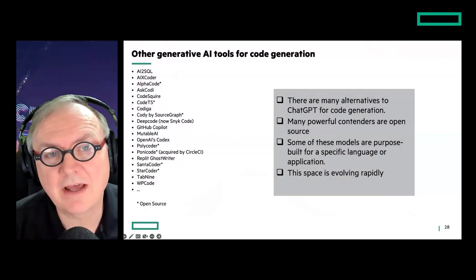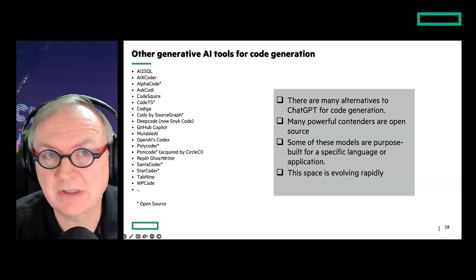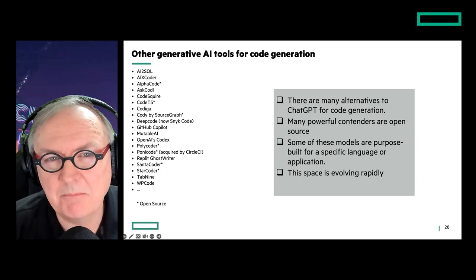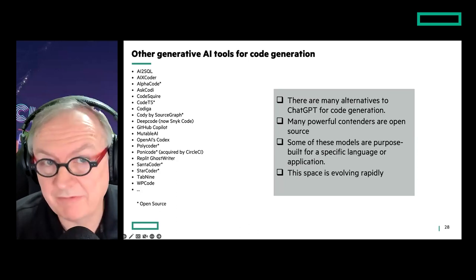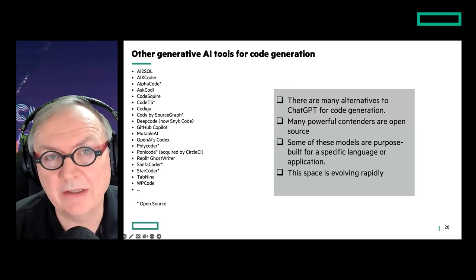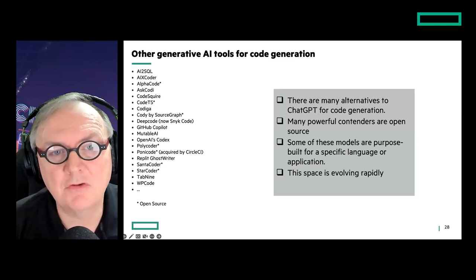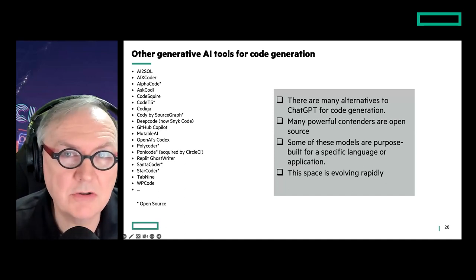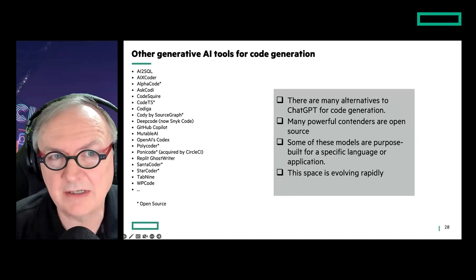So far, we've talked a lot about ChatGPT. It's certainly one of the most popular large language models. But I'd like to point out that there are many different generative AI tools that you can use to generate code. You may have heard of some of these, such as GitHub's Copilot. Many of these tools integrate directly with popular IDEs, such as Visual Code, PyCharm, or IntelliJ IDEA.